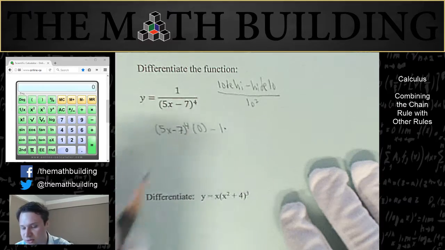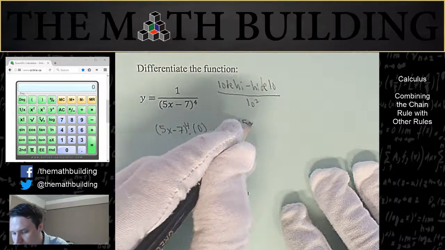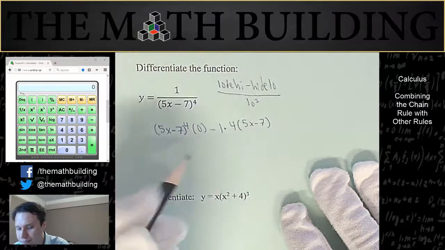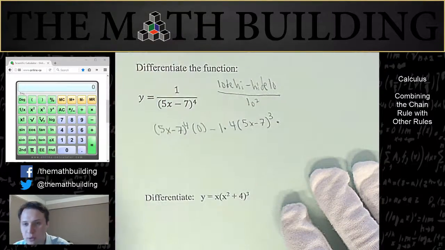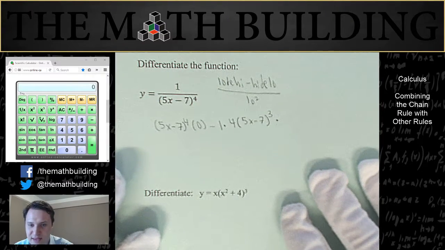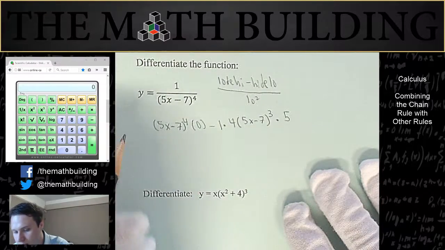So now we are doing the chain rule. That would be 4 times 5x minus 7. Leave the inside alone. We can knock the power down by 1. And now we would multiply that by the inside of the parentheses, so we would multiply that by the number 5.